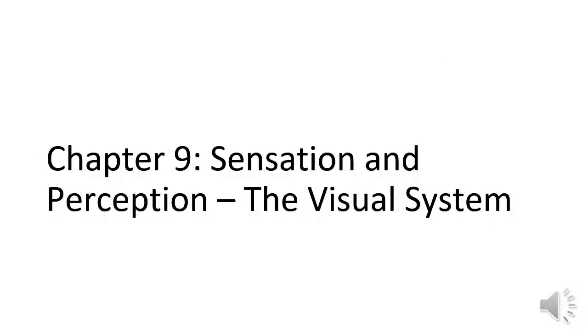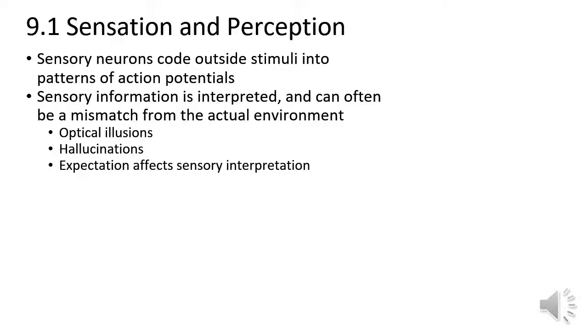Okay, so moving on to chapter 9, this is sensation and perception in general, but this is really about the visual system predominantly. So just some basic information about sensation and perception. Sensory neurons code stimuli from the outside, from the environment, into patterns of action potentials. And sensory information is then interpreted within the brain. And we hope that it's pretty close to the actual environment, but it's often a mismatch from the actual environment. So we know through optical illusions that a lot of times what we think we see is not what we actually see. We know this from hallucinations as well.